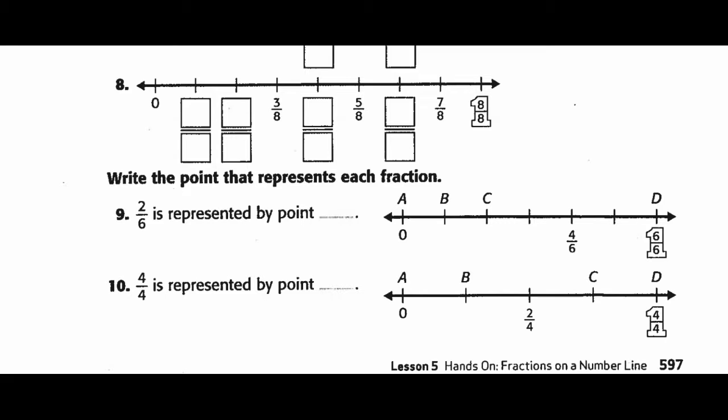9 says write the point that represents each fraction, 2/6. So from 0, I'm counting how many. This one tells you how many hops I'm going to need. 1, 2. So what letter is this? You're right, C. And then do number 4.